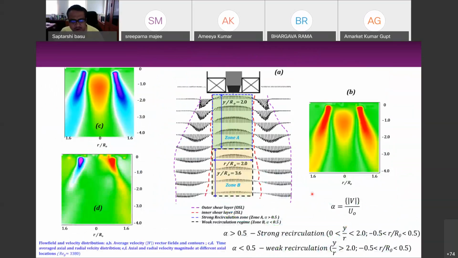Okay. In any case, if you look at the flow field in several pieces, you will find that there is a zone A and zone B, and then there is an inner shear layer which separates the vortex breakdown bubble from the shear, designated by this red line. Then there is an outer shear layer, designated by this line, which separates the flow from the ambient. So there are quite a couple of shear layers, and then there is a strong vortex breakdown bubble. Depending on the swirl number you are using, it can be a strongly recirculating flow or a weakly recirculating flow.